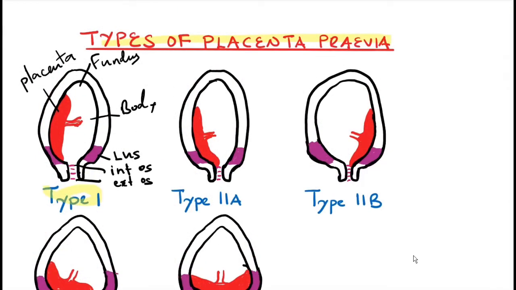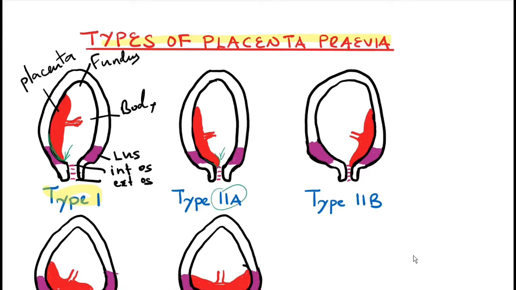In type 1 placenta previa, the placenta edge is in the lower uterine segment but does not reach the internal os. This is a minor placenta previa. In type 2, the placenta edge reaches the internal os here but does not cover it.